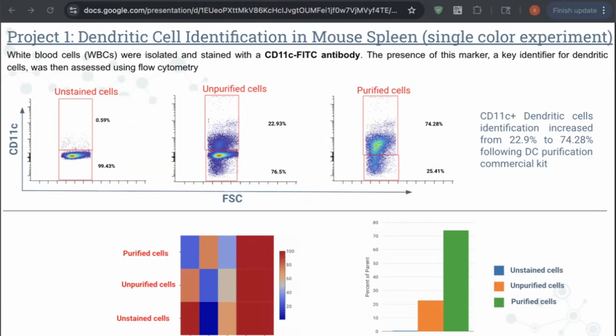Following this, I performed singlet exclusion. This ensures we are only analyzing the individual cells and not the cellular clusters, which can lead to errors. Then we moved on to the main analysis.